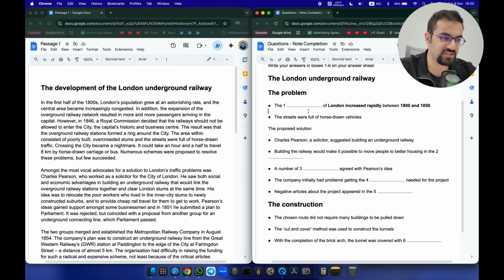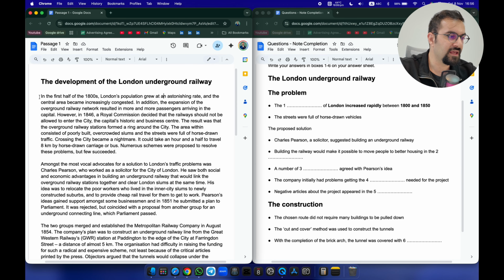That prevents confusion from happening, and that also helps you basically find the correct answer immediately. So I'm looking for something belonging to London increasing fast between the given years. Once the question is clear, you can start reading the passage.